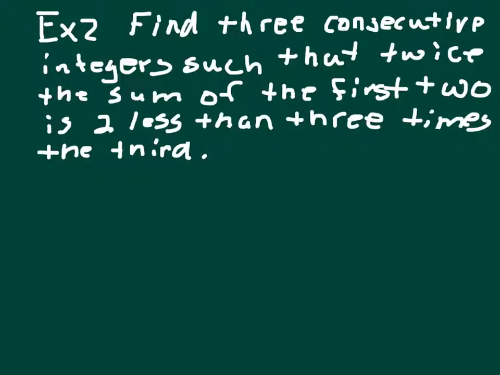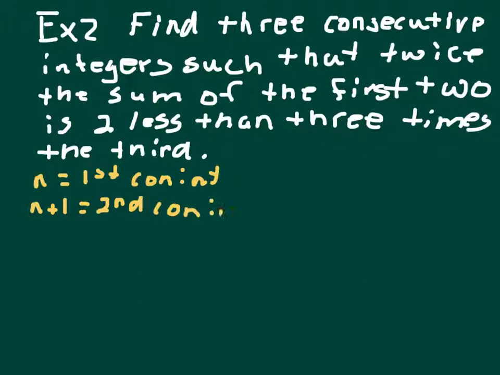Now before I go on, I'm going to set this problem up. So I'm going to let n be my first consecutive integer. What would give me my second consecutive integer? Well, I'd take n and I'd add 1 to it. That would be my second consecutive integer. And then to get my third one, I'd add 2 to n. That'd be my third consecutive integer. Now what are we going to do with these?